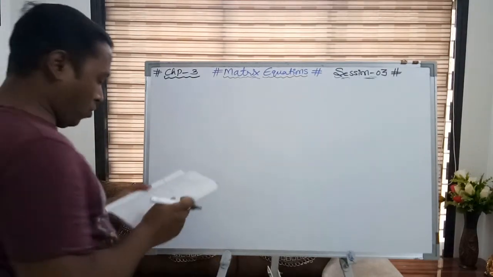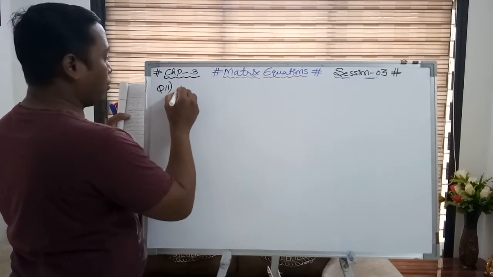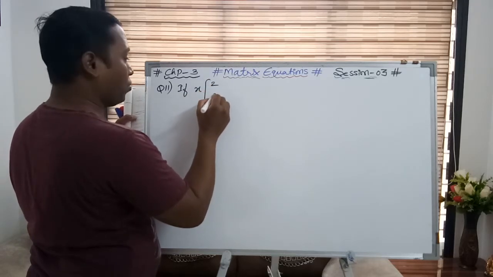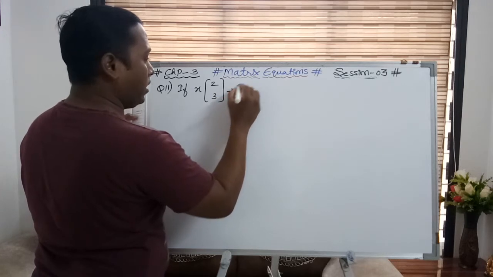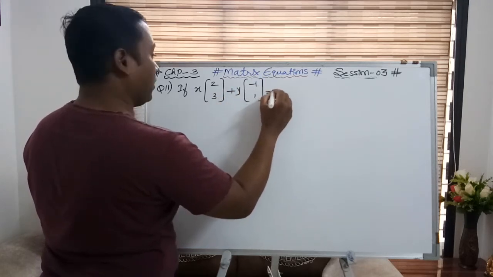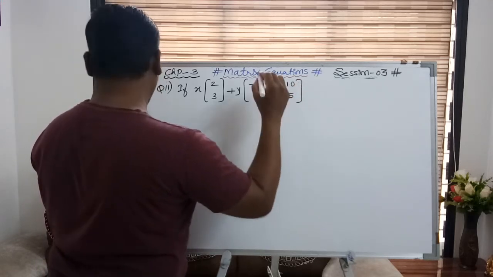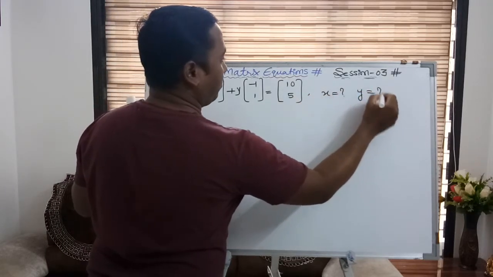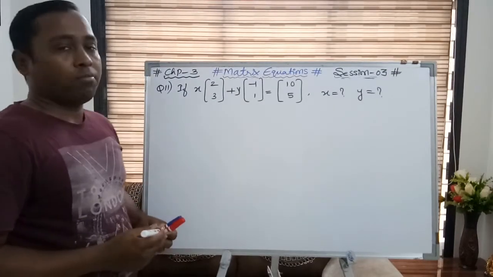Again, it's from the textbook only. Question number 11. I am taking question number 11. So the question is, if x times of the column matrix 2, 3, plus y times of again a column matrix is equal to a column matrix 10 and 5. Find the value of x and y. I hope it is so simple to solve.